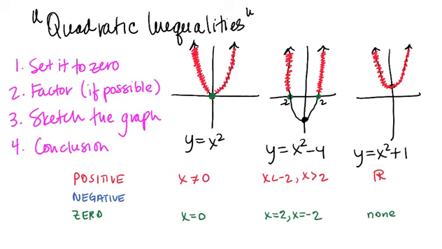Okay, as for negative, well, this one never goes below the x-axis. It is the x-axis, but it doesn't go below. Over here, between negative 2 and 2, we're seeing negativity. So negative 2 is less than x is less than 2. And this one is certainly never. This is never even equal to 0, much less than 0.